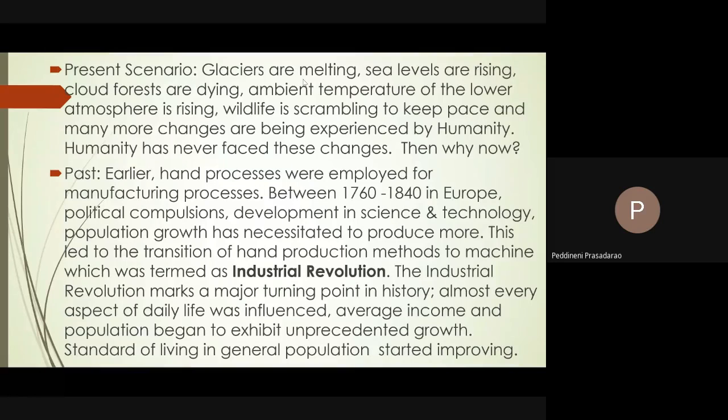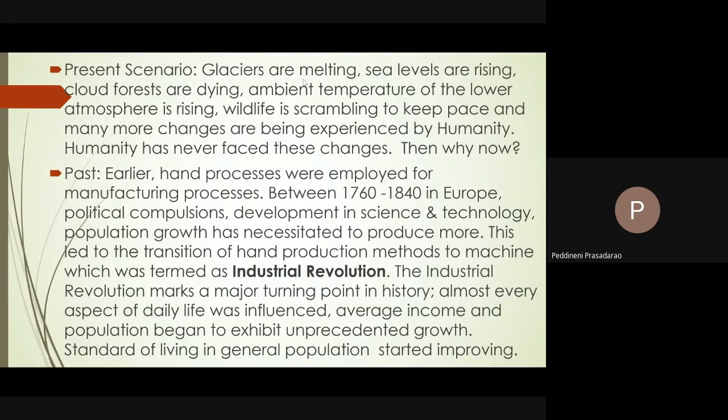So this led to the transition from hand production methods to machines, which was termed the Industrial Revolution. Between 1760 and 1840, man was replaced by machine. That was the classical thing that happened. In the period 1760 to 1840, man was slowly and steadily replaced by a machine. This is what we call the Industrial Revolution.